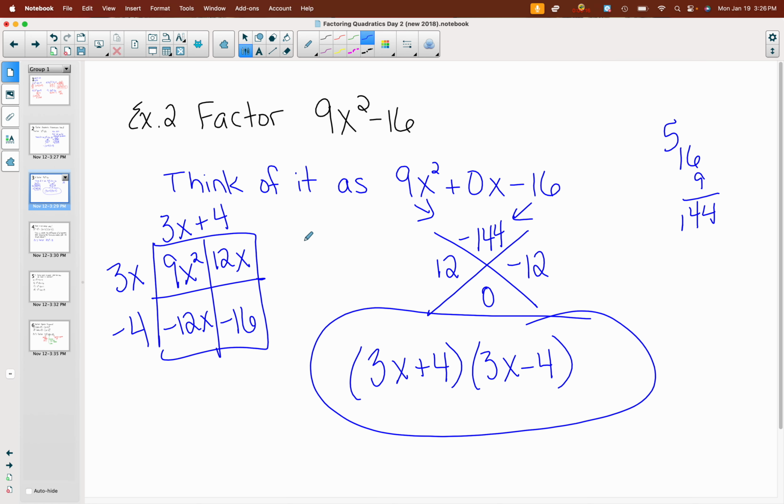Let me go back and show you on here. Notice that the square root of 9 is 3. The square root of x squared is x. So the square root of 9x squared is 3x. So I had a 3x right here in both those spots. The square root of 16 is 4. So I had a 4 in both those spots. One was a plus, one was a minus. So that's how the difference of two squares works.